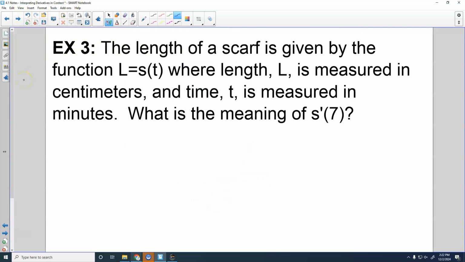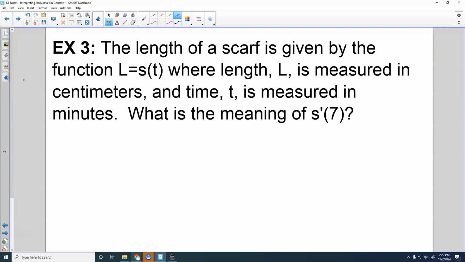Okay, so another thing they're going to ask you to do pretty often is they're going to ask you to describe the meaning of something. So still, this one doesn't even have a problem in it, right? Like it doesn't even have an equation. It tells us the length of a scarf is given by the function L equals S of T, where length, L, is measured in centimeters and time, T, is measured in minutes. What is the meaning of S prime of 7?